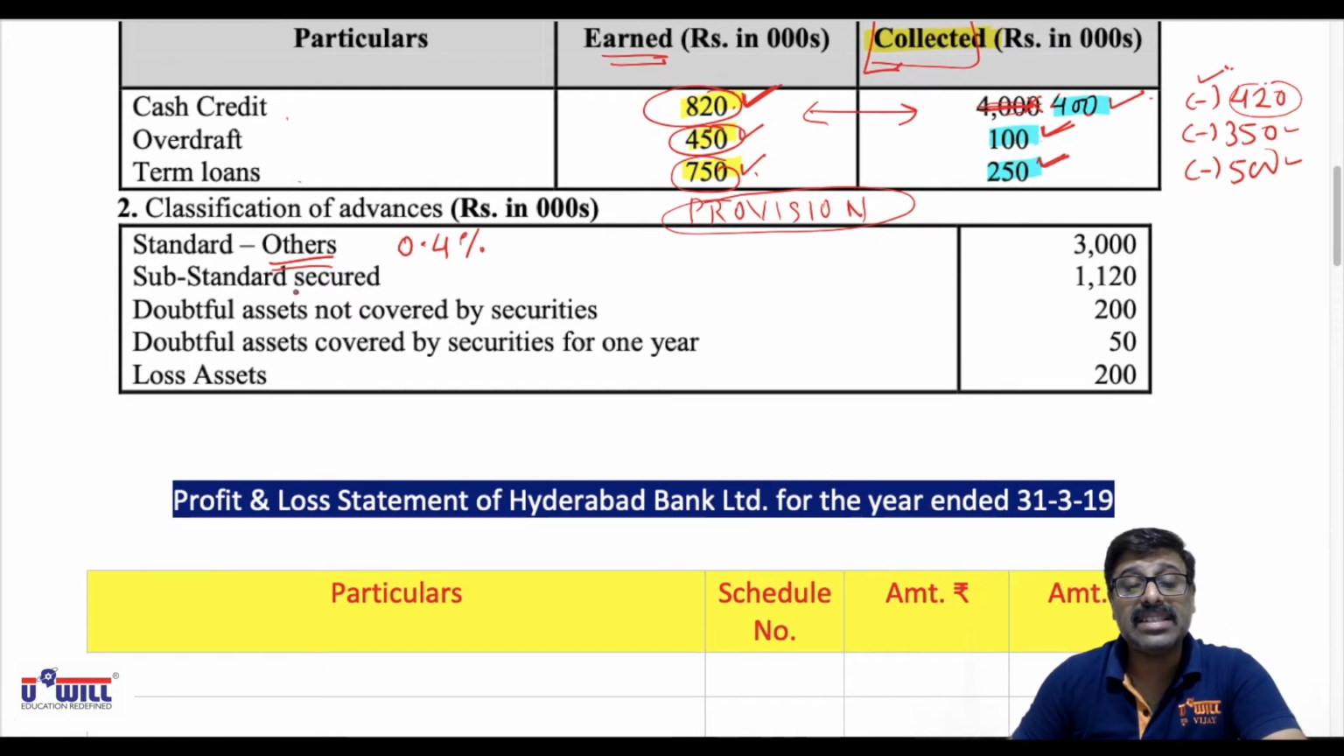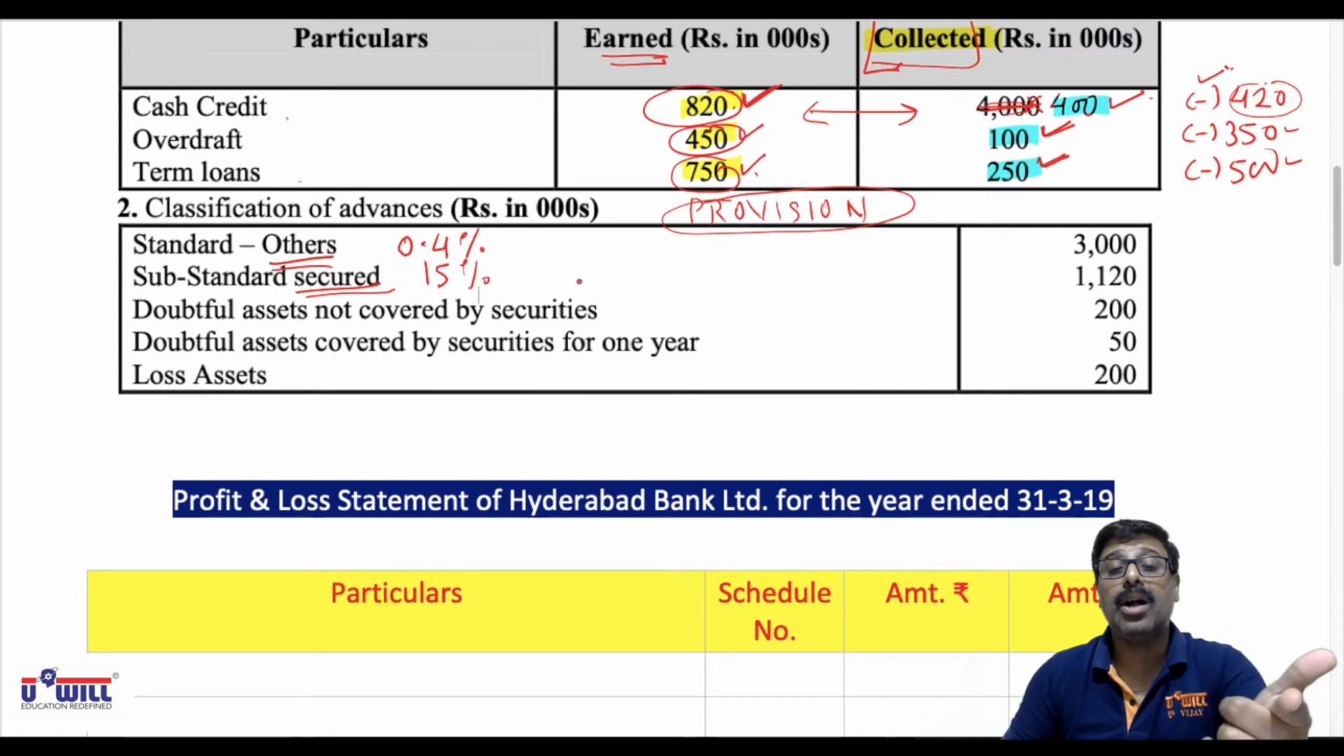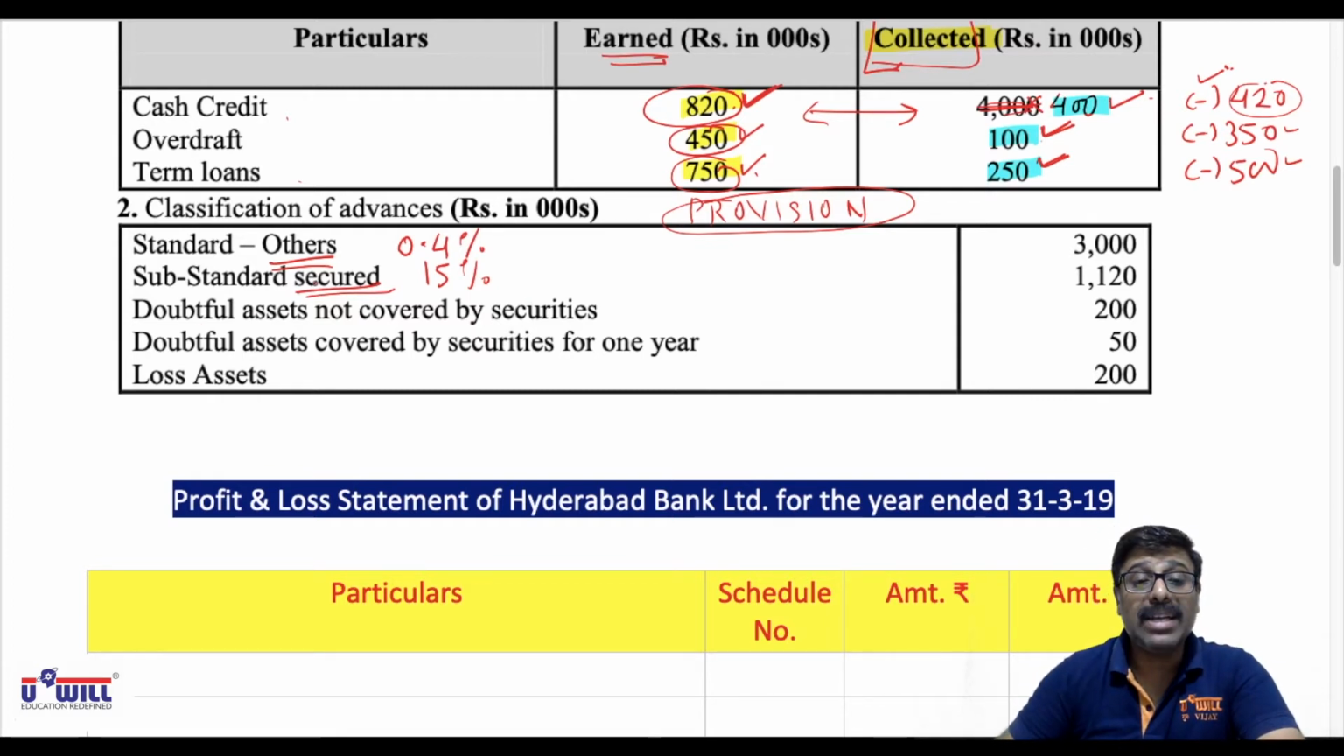Substandard asset, if it is secured, we will create 15% provision. Unsecured, covered by escrow account, 20%. And other unsecured assets, 25%. Doubtful assets not covered by securities, means unsecured, so unsecured means 100%.